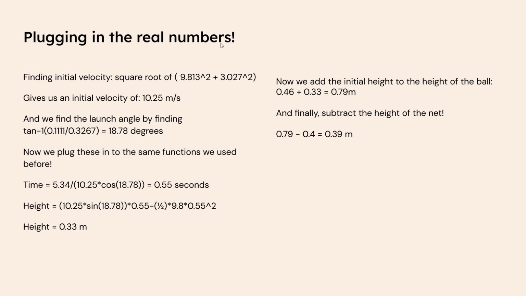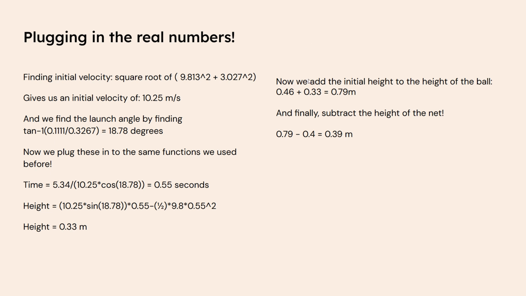And in order to do that, we find the square root of the x velocity squared plus the y velocity squared, which gives us 10.25 meters per second that the ball was traveling. And then in order to find the launch angle, we find the inverse tangent of 0.111 divided by 0.3267, giving us a launch angle of 18.78 degrees. And now we plug these numbers into the function that we used before, which gives us a time traveled of 0.55 seconds and the ball traveling at a height of 0.33 meters.